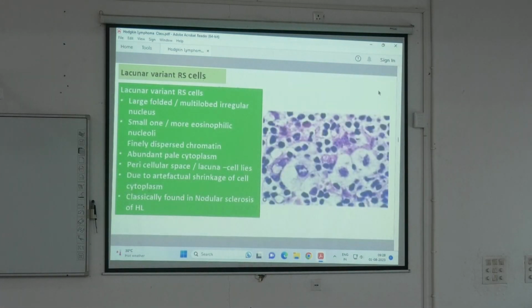Another variant is the lacunar variant. See this nucleus: a large, folded nucleus having more than one or two nucleoli, present in a lacunar space, that is the empty space. That's why it is called a lacunar cell. It is the characteristic of nodular sclerosis. When they ask in the exam, these lacunar cells are present in the nodular sclerosis type of Hodgkin lymphoma. So you have to know the different subtypes and what characteristics are present in each.